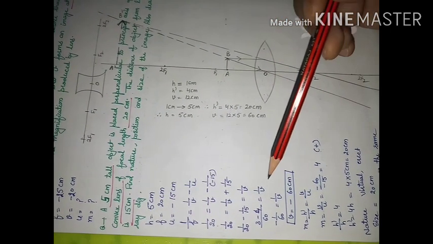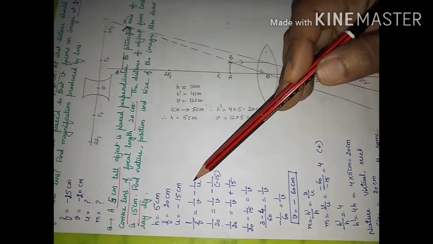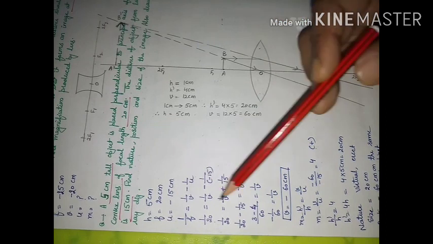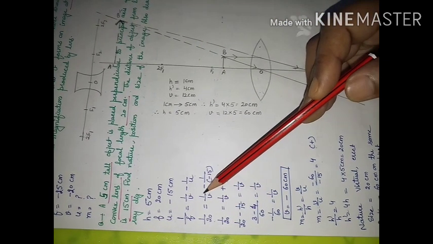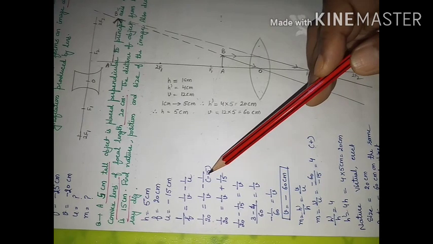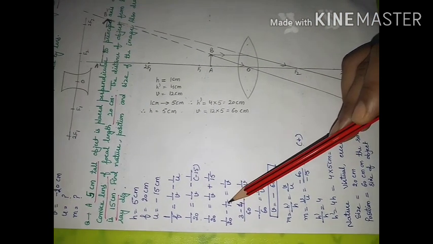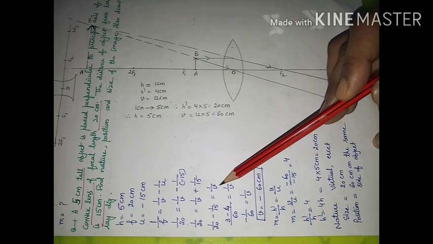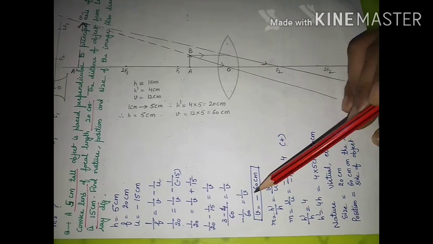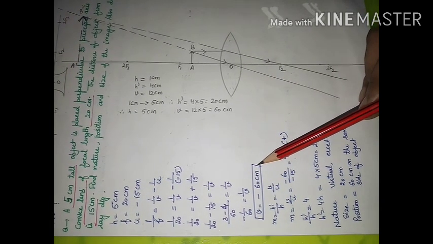Lens formula: 1 upon f is equal to 1 upon v minus 1 upon u. Put the value of focal length and object distance. 1 upon 20 will be equal to 1 upon v minus 1 upon minus 15. So this negative will be positive. So 1 upon 20 minus 1 upon 15 will be 1 upon v. When you solve it, taking reciprocal or cross multiplication, v will be minus 60 centimeter.